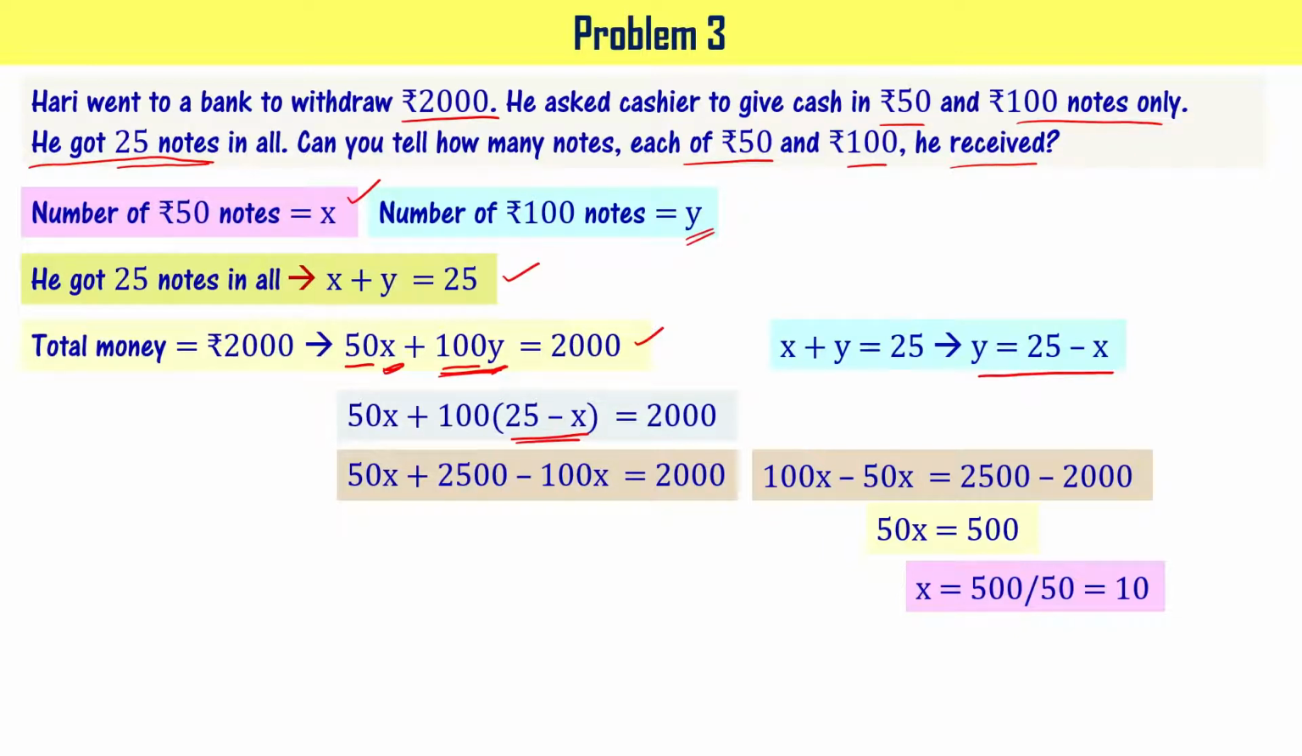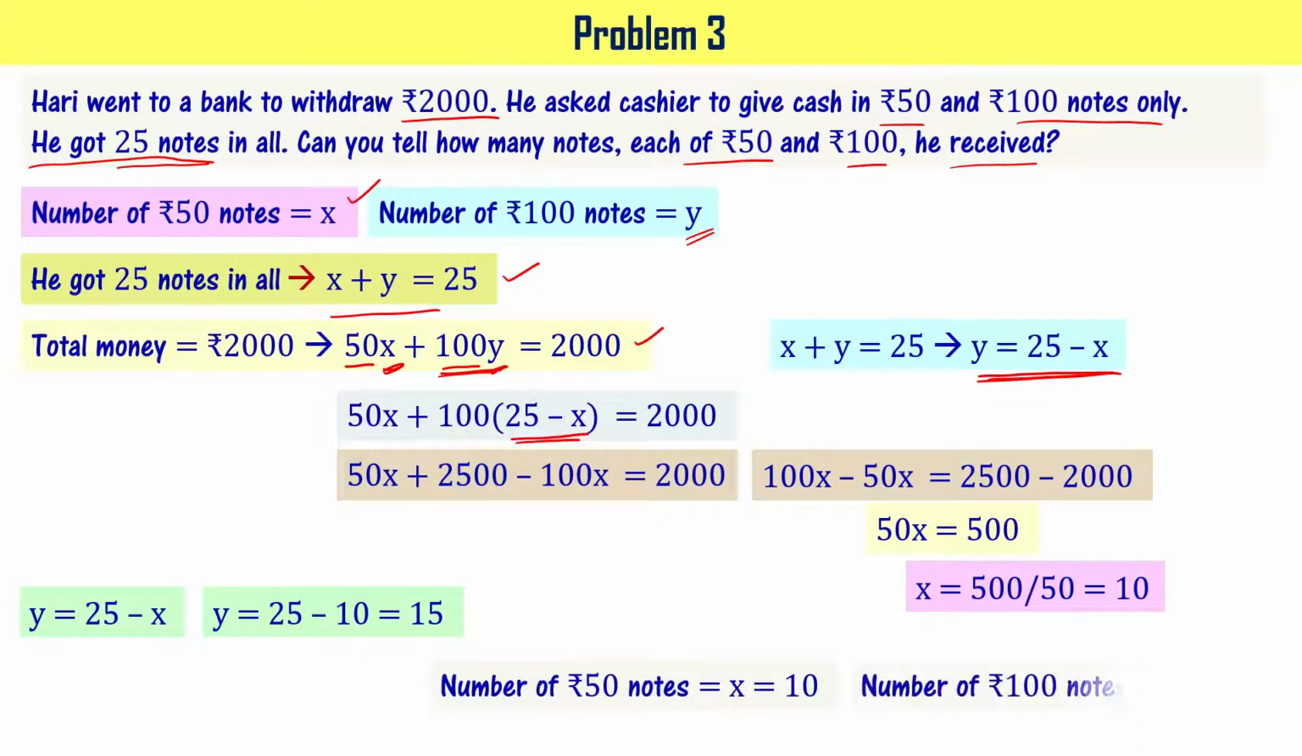To get that, we can make use of one of the equations. We know already that y equal to 25 minus x, right? Let's substitute x equal to 10 into this equation such that y equal to 15 you are going to get. So to answer the question, you have 10 50 rupees notes and 15 100 rupees notes, so that Hari got 2000 rupees in total. This is what we are asked to find, right?